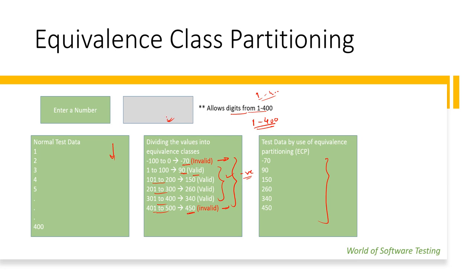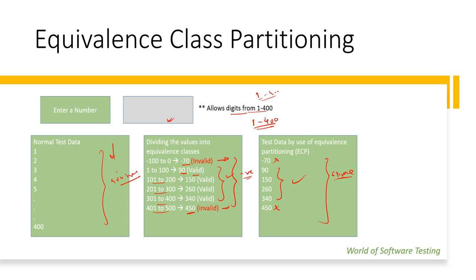We should be entering first -70, which should not get accepted. Then 90, which should get accepted. 150, 260 and 340 should get accepted. And then 450, this should not get accepted, as those are the invalid values, and all the rest should get accepted. So from normal test data to equivalence class partition data, we are reducing the data here, but we are improving the coverage because we are covering each and every scenario with only 6 input values in this test data. So instead of testing it 400 times here, we just need to test it 6 times.